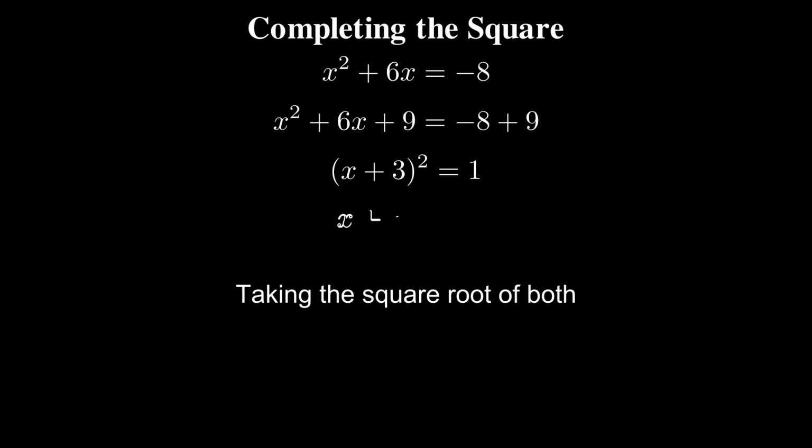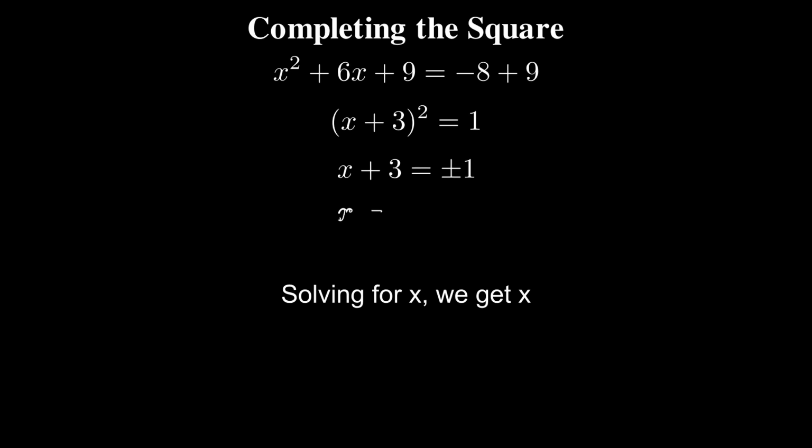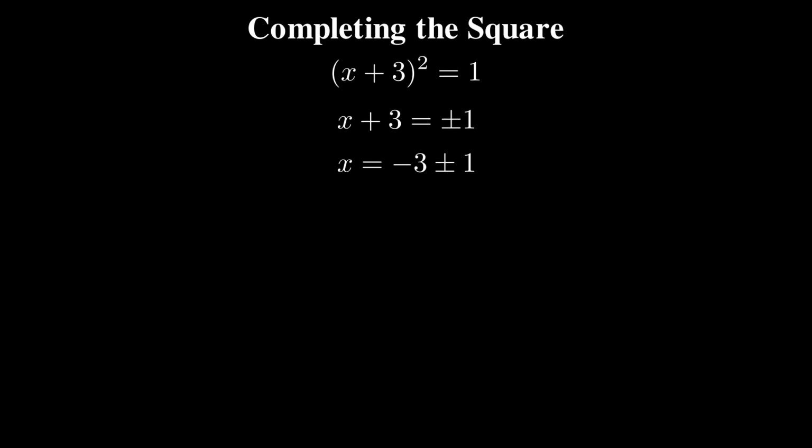Taking the square root of both sides gives us x plus 3 equals plus or minus 1. Solving for x, we get x equals minus 3 plus or minus 1. So, our solutions are x equals minus 4 and x equals minus 2.